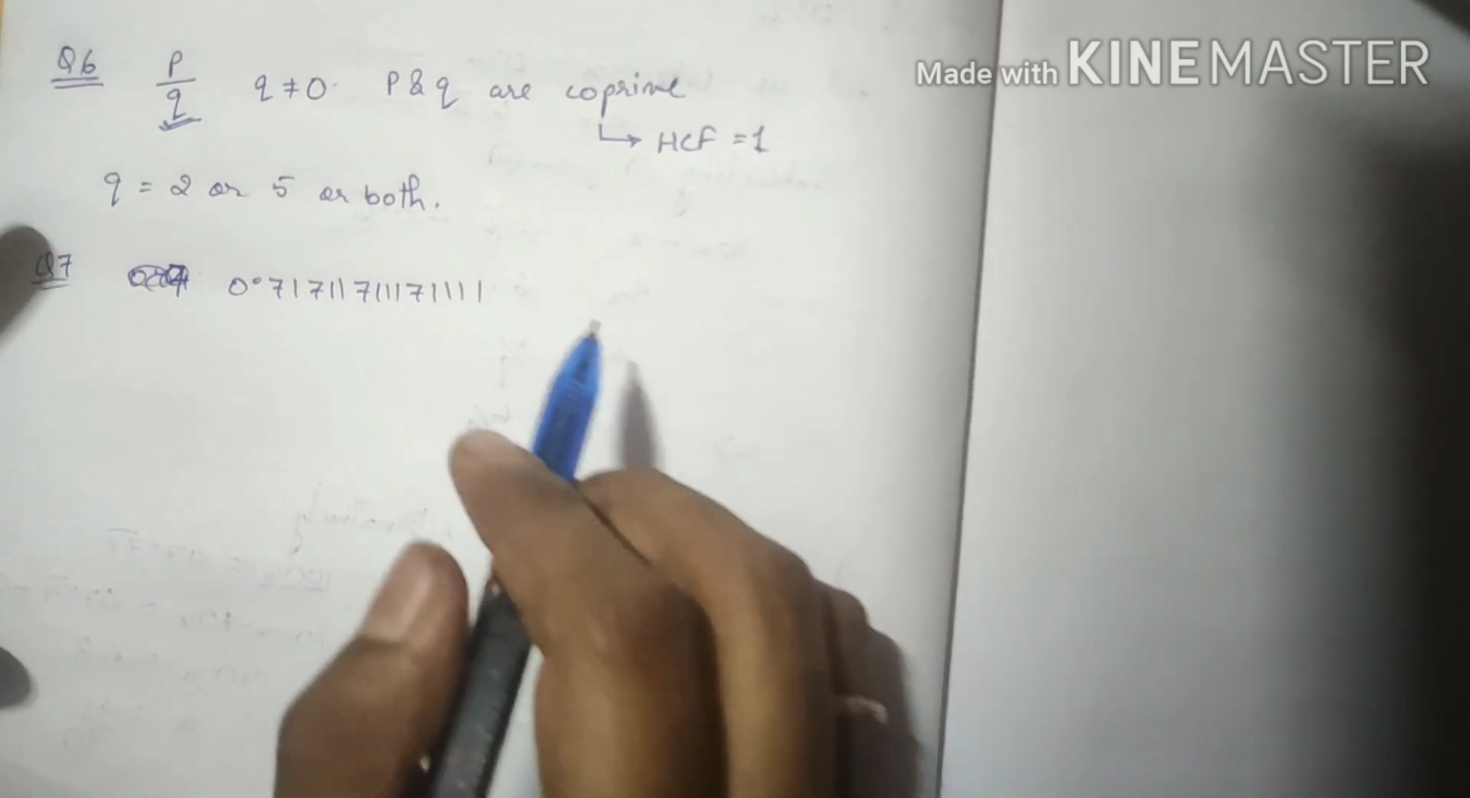So question number 7, they are asking for 3 examples that are non-terminating and non-recurring. So you can write a decimal expansion, and I'll be giving you one example like this: 0.71711711171111. This will go on, but it will not be repeated and it will not be terminated. So non-terminating, non-repeating. Very easy.